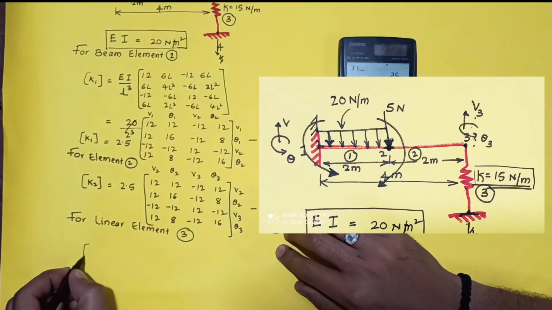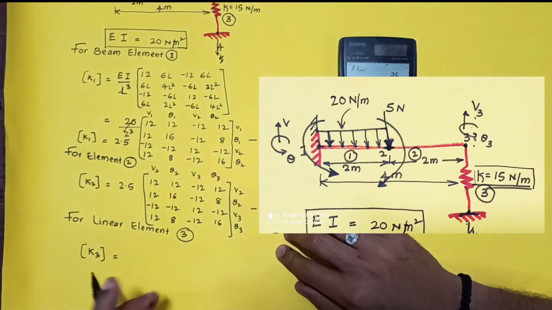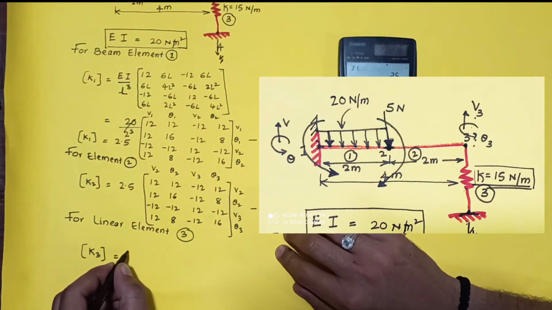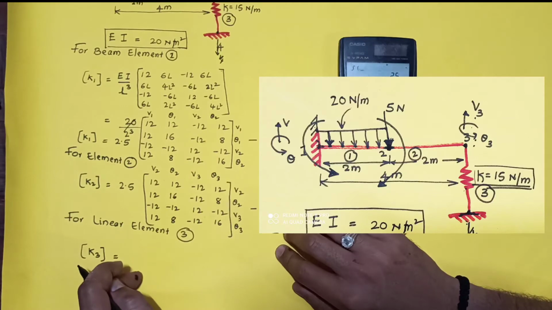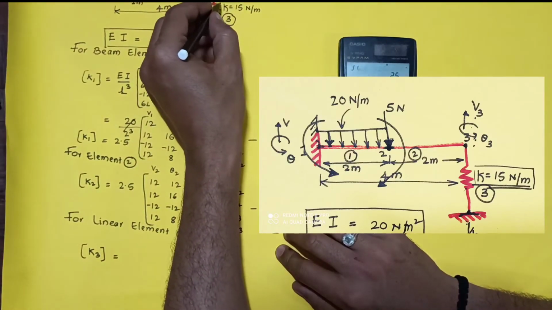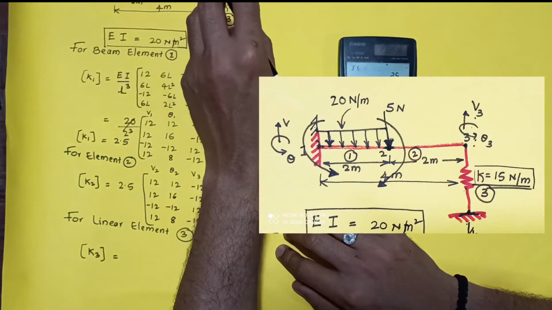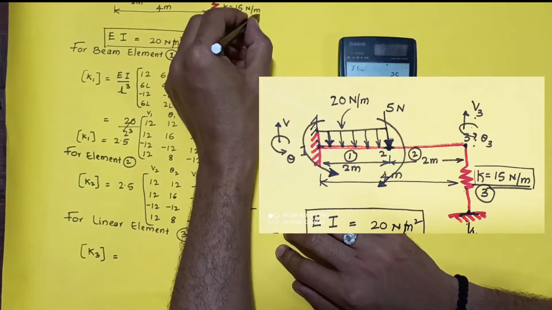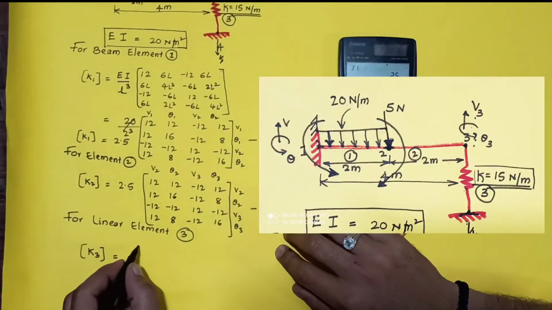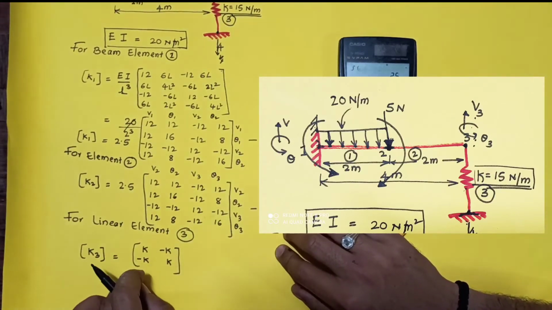Okay, so for the stiffness of element 3, it will be AE by L. If the values of A, E and L are given for the spring element, then you can apply AE by L, but they have directly given the stiffness. It means it will be K, minus K, minus K, K, so you can directly substitute in the equation.